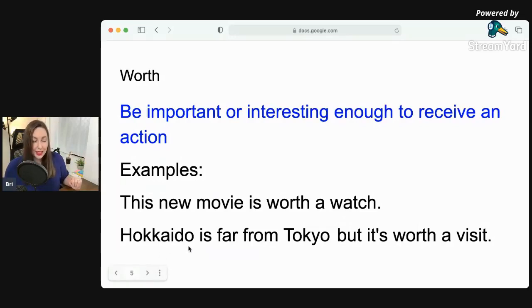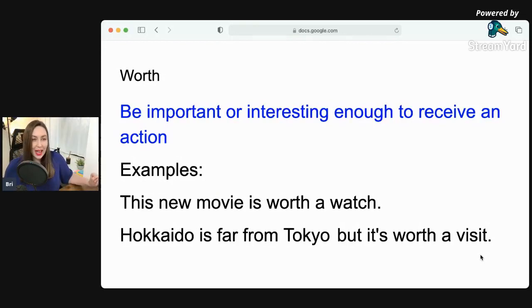Hokkaido is in Japan. Hokkaido is far from Tokyo, but it's worth a visit. Even though it's really, really far, I highly recommend visiting Hokkaido. It's very important or interesting enough to receive the action of a visit. Okay? Does that make sense to everyone?